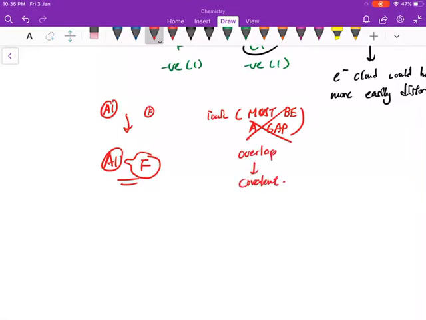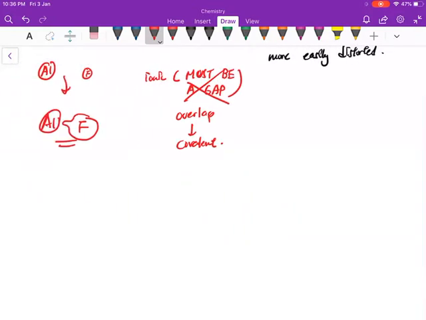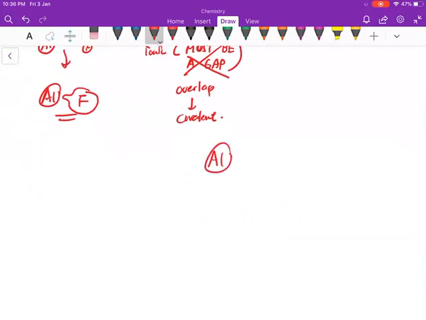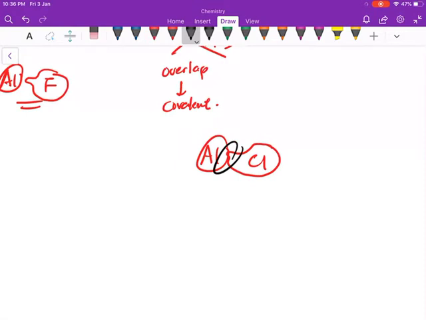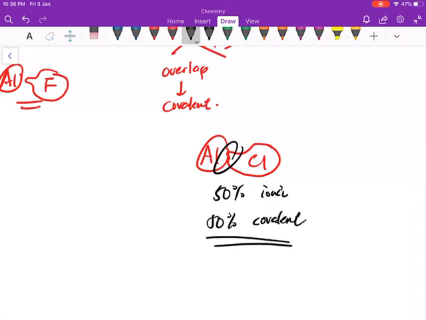So in aluminium chloride, it is really something like that. What I'm trying to emphasize here is that the electron clouds nearly touch, or they touched, or they're trying to overlap. So this is why we call aluminium chloride as having a covalent character. So 50% ionic and 50% covalent. And this is the reason why, because chloride has a higher polarizability.